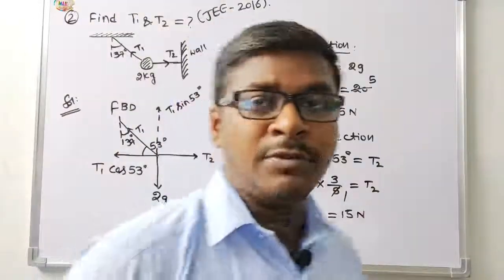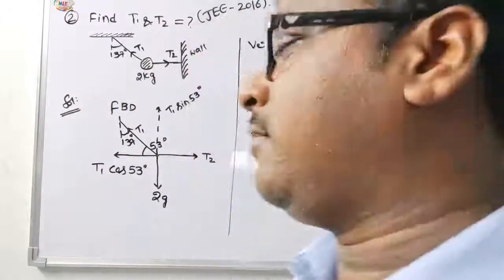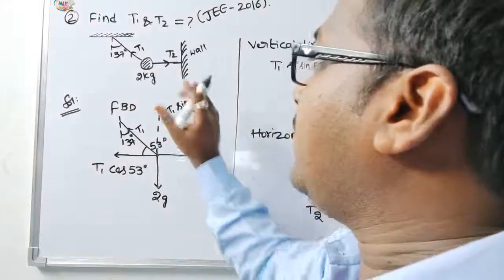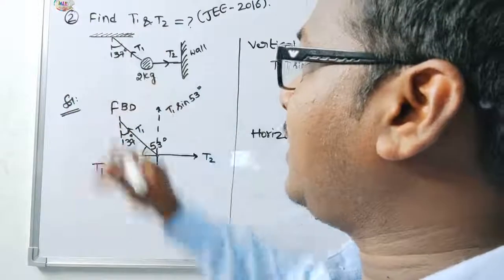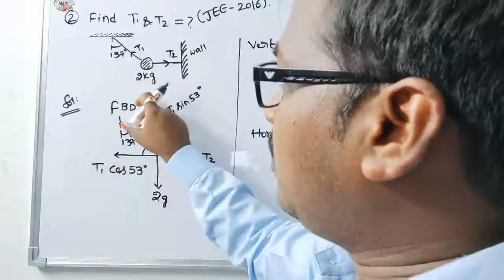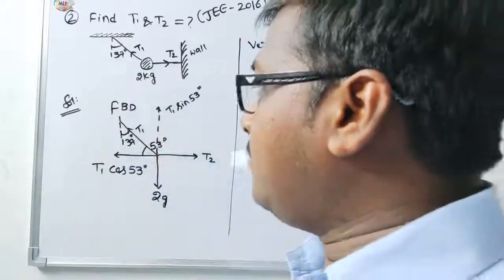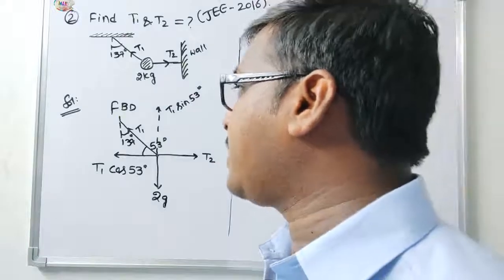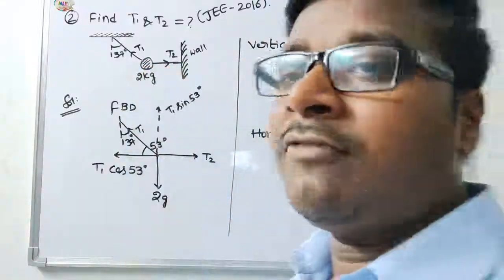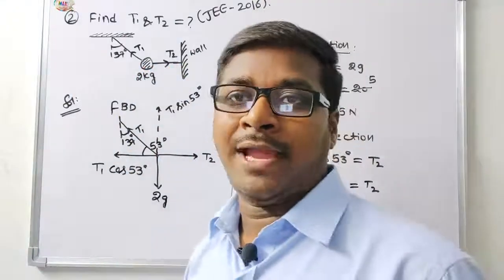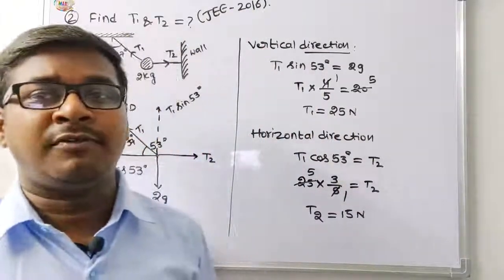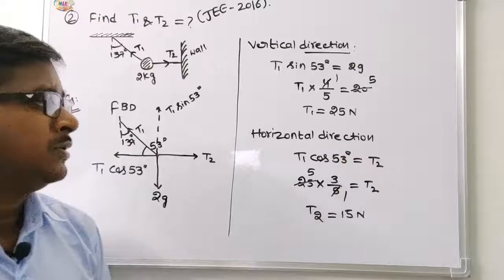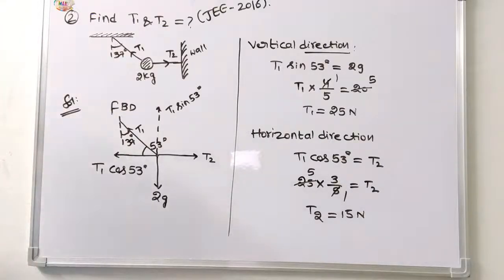Very simple and very important problems. To find T1 and T2, first draw the free body diagram, then easily simplify the T1 and T2 values. So T1 is equal to 25 Newton and T2 is equal to 15 Newtons. Okay, this is the second problem.